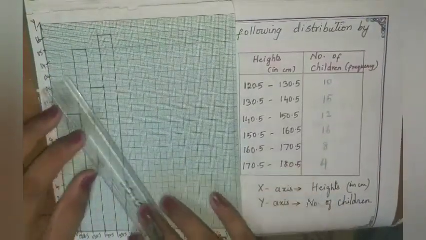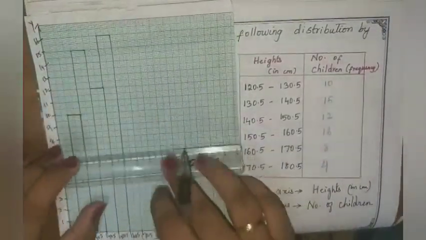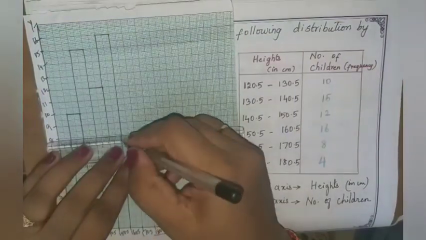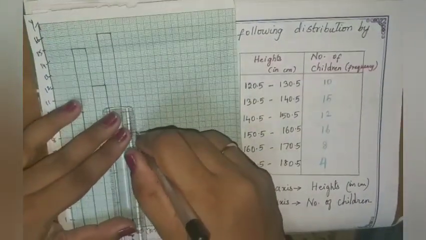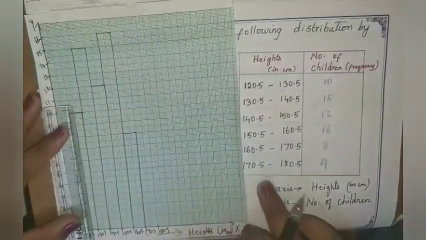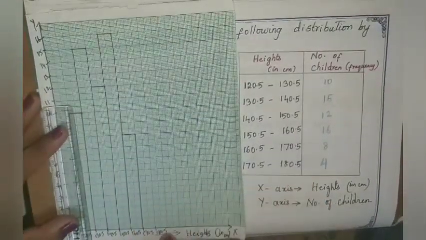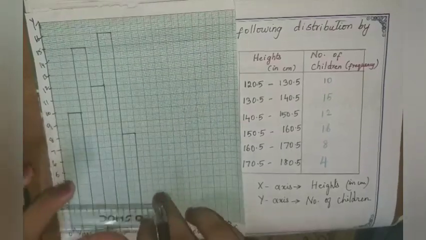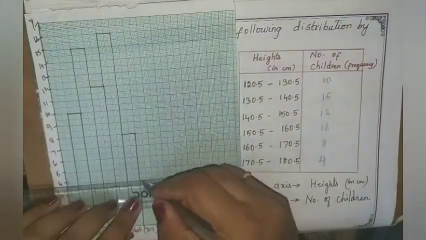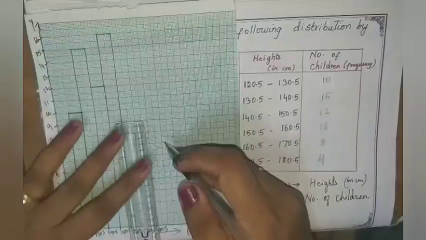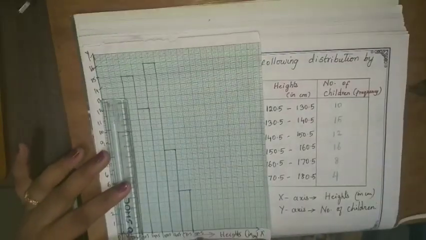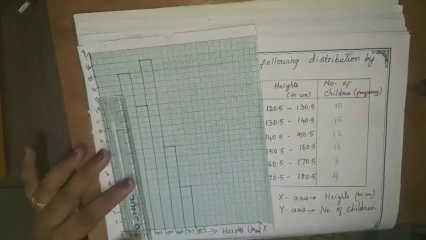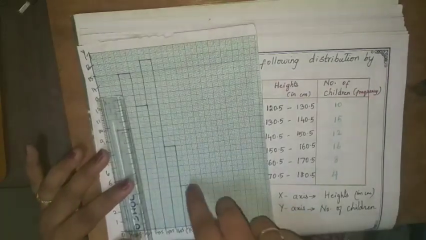160.5 to 170.5, it is 8. The frequency is here, it is 8. And similarly 170.5 to 180.5, it is 4. The frequency is 4. So we have drawn.